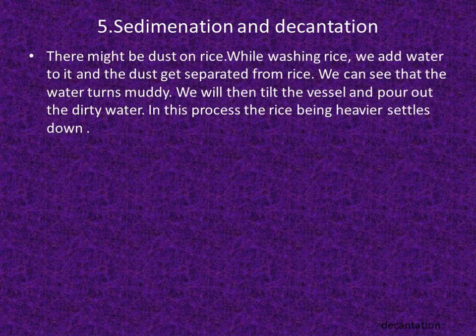Sedimentation and decantation. There might be dust on rice. While washing rice, we add water to it and the dust gets separated from rice. We can see that the water turns muddy. We will then tilt the vessel and pour out the dirty water. In this process, the rice, being heavier, settles down.